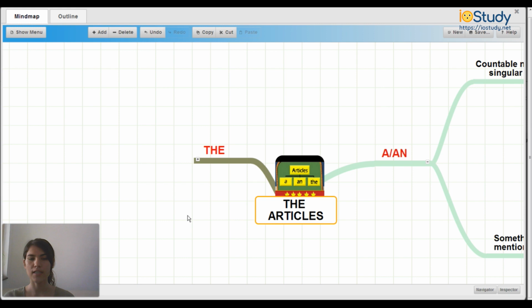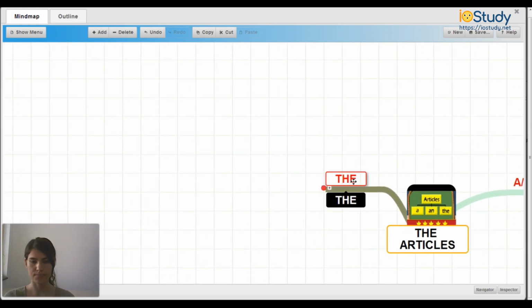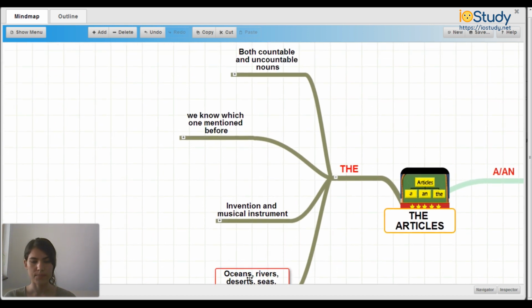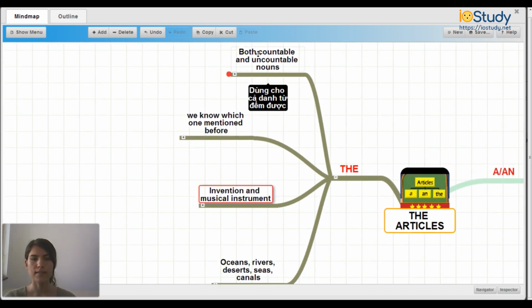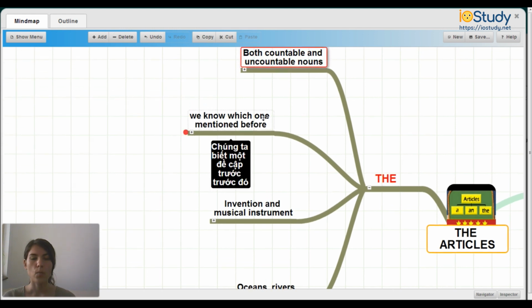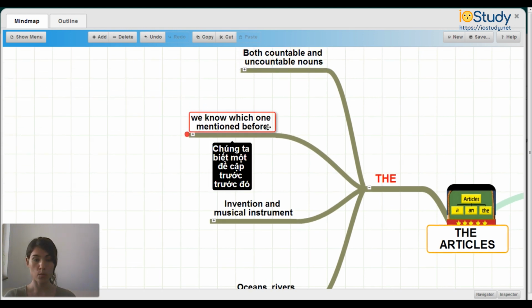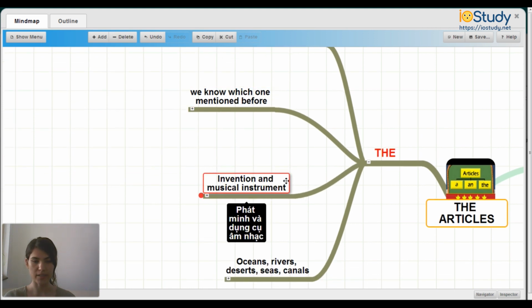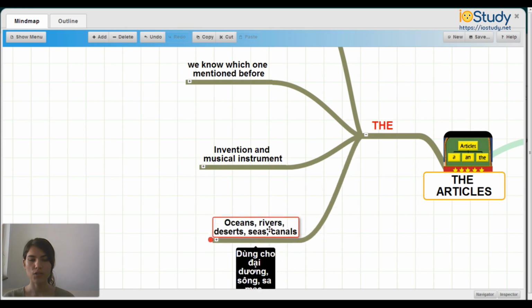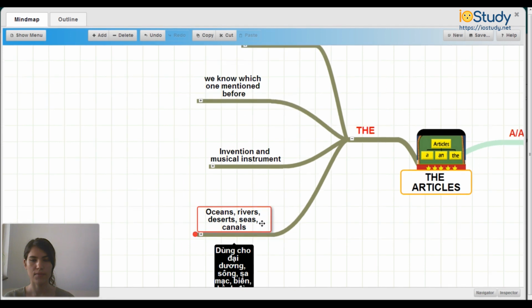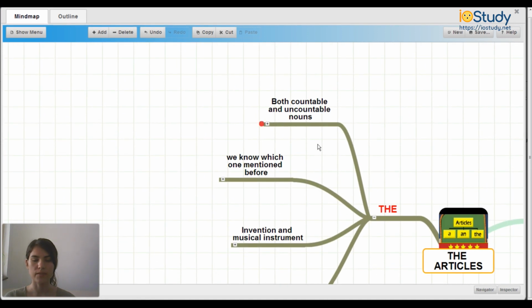Now let's go over to the other side and look at how to use the. We can use the in multiple ways. For example, we can use the with both countable and uncountable nouns. We use the when we know which one was mentioned before. The invention and musical instruments. Finally, oceans, rivers, deserts, seas, and canals. So let's look at some examples.